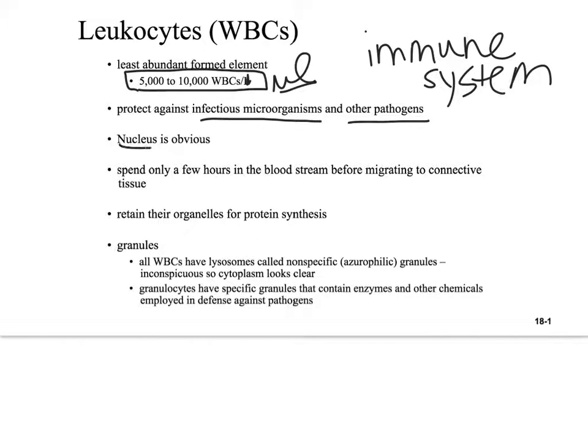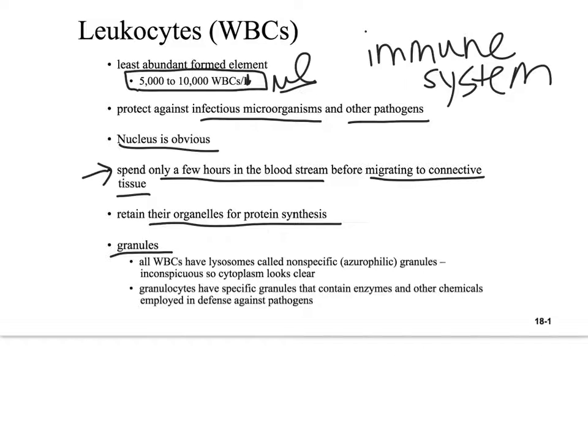The nucleus in white blood cells is going to be very obvious, and the cells are sometimes bigger than red blood cells. What's cool about them is that they're not always in your blood. They can leave the bloodstream and migrate to tissue, to connective tissue. They keep their organelles, so they can go through protein synthesis, and they have granules in them.